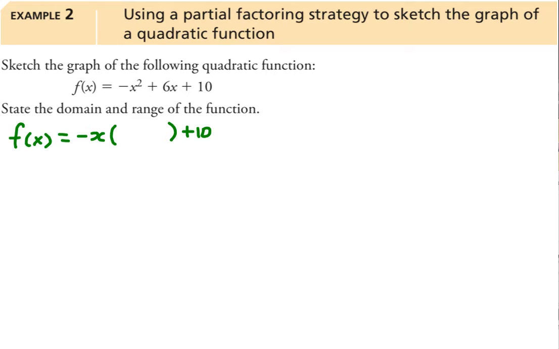Now, how do we find more points? Well, to find more points, we can do what's called partial factoring. So to do that, we're going to take only this part. And the reason why we're going to do that is because the negative x squared plus 6x plus 10 cannot be factored. So we're going to do something called partial factoring.